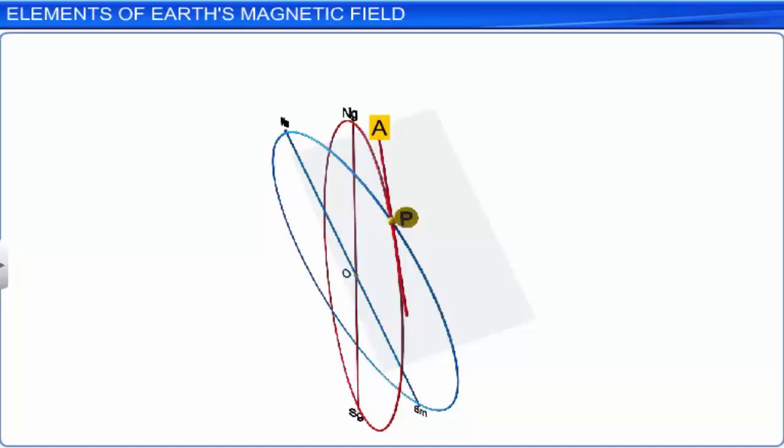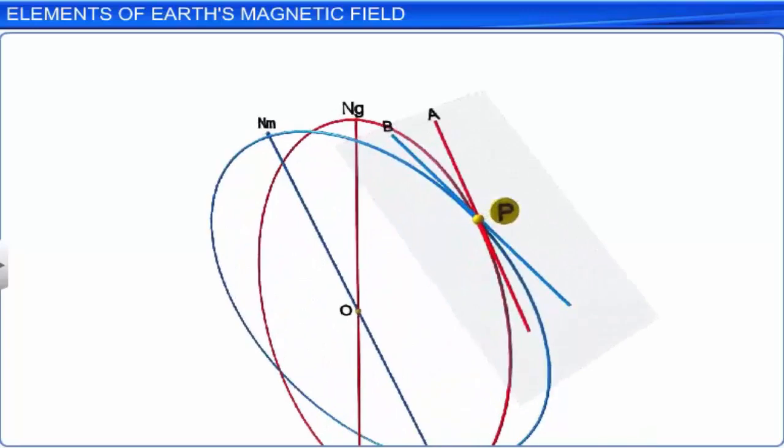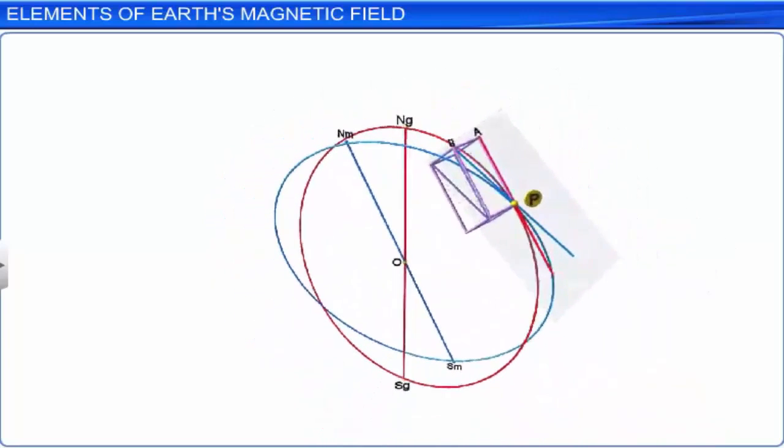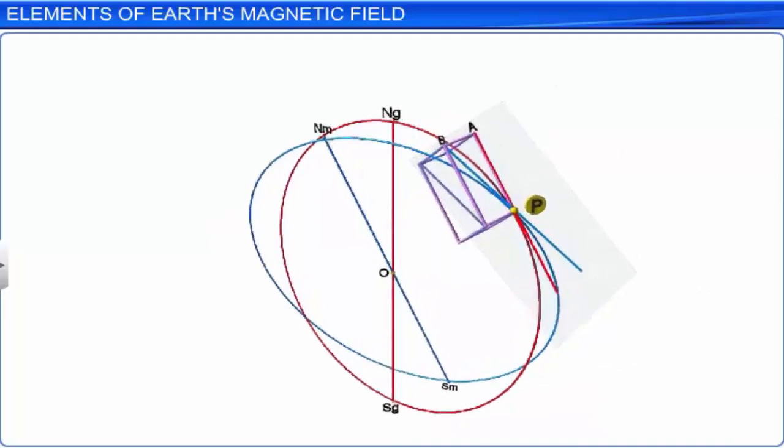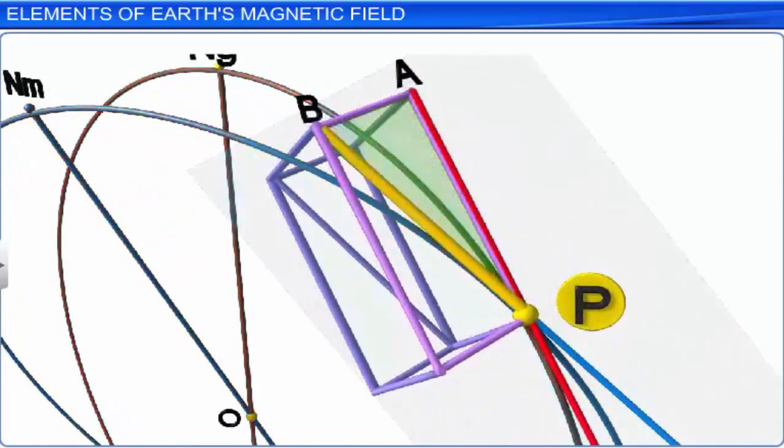Draw a tangent PB to the magnetic meridian circle at point P. PB also lies on the tangent plane, but represents the magnetic north-south direction. Construct a parallelepiped passing through P, A, and B. Rotate the line PA in the tangent plane such that it touches the parallelepiped at B. This angle of rotation is the angle of declination D at the point B.